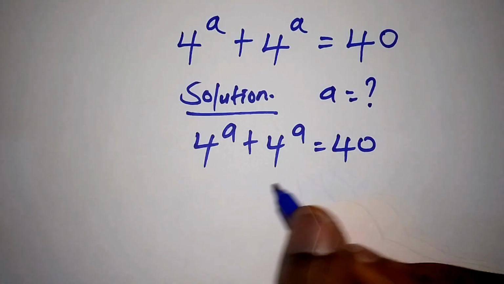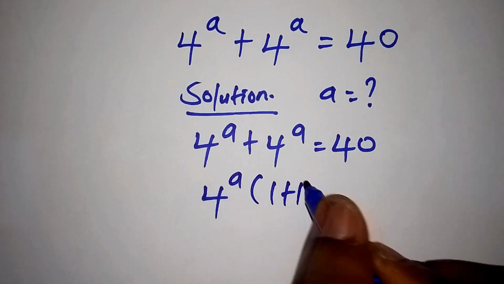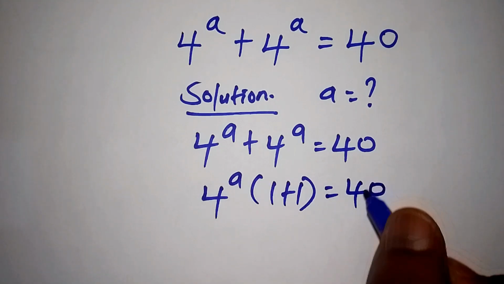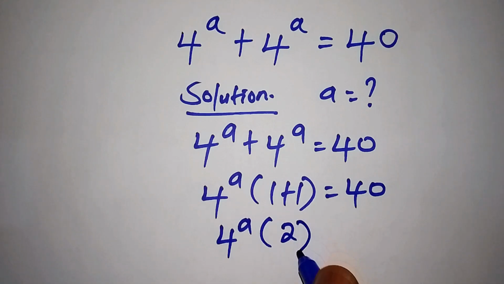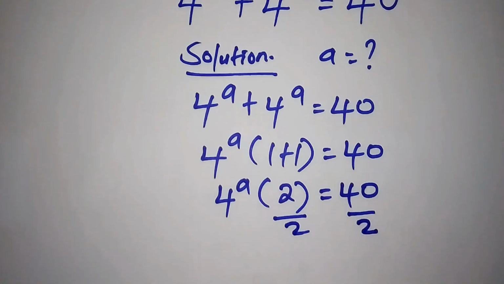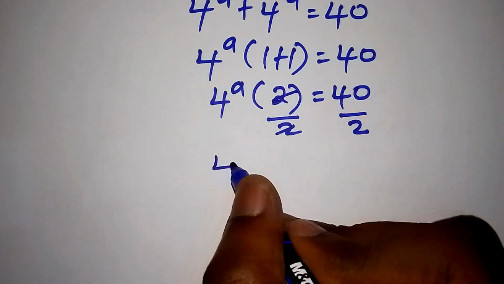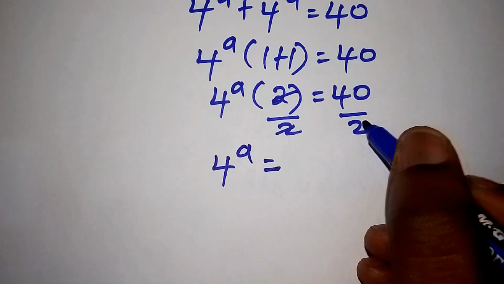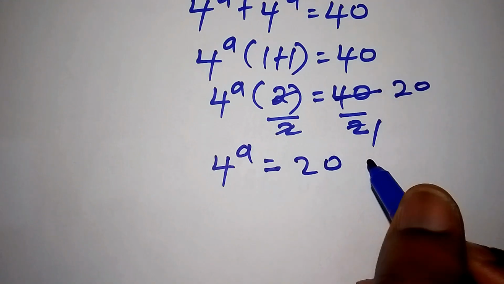So the first thing now we need to factorize. So 4 to the power of a into bracket 1 plus 1 is equal to 40. So let's work out the number that is inside the bracket. So 1 plus 1 is 2, equal to 40. So the next step is to divide both sides by 2, so that we remain with 4 to the power of a. So 2 by 2 now shall cancel. So now 4 to the power of a is equal to 40 divided by 2, which is 20.